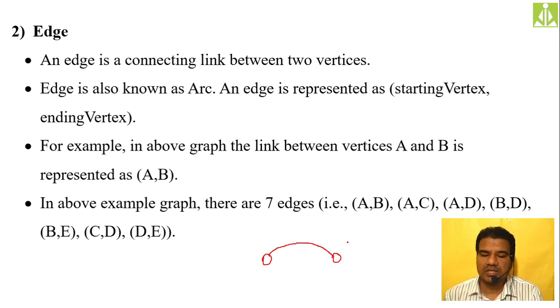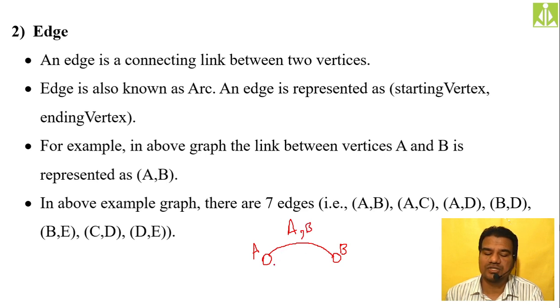In this above example, how is the edge represented? If this is your node A and this is your node B, then we represent the edge like A comma B, because it is connecting A and B.